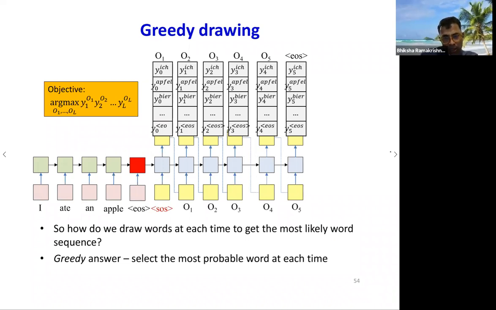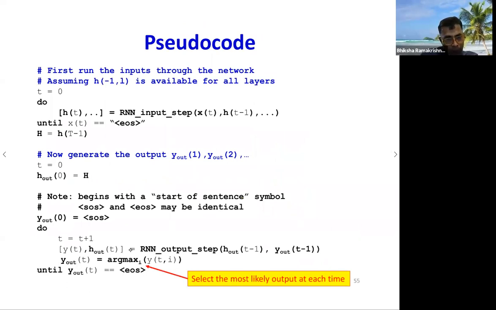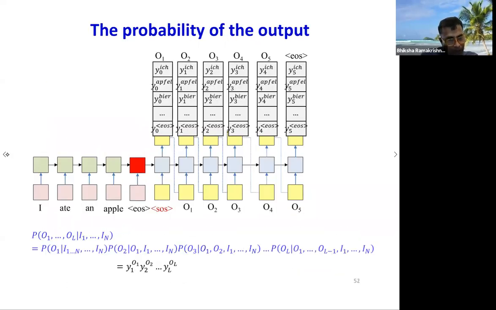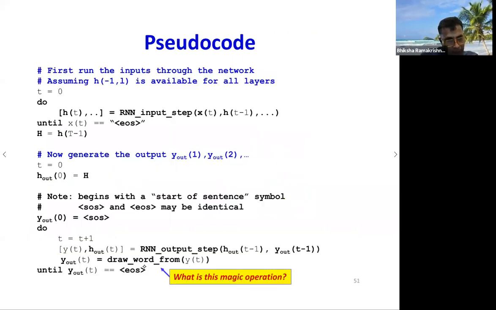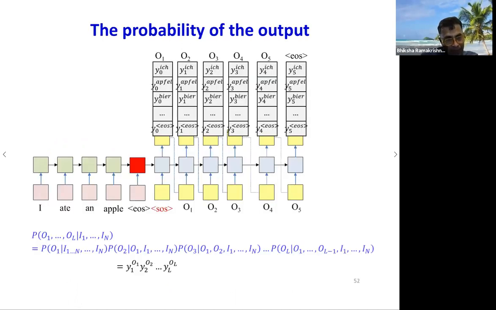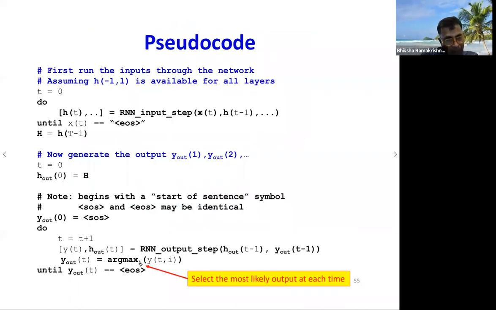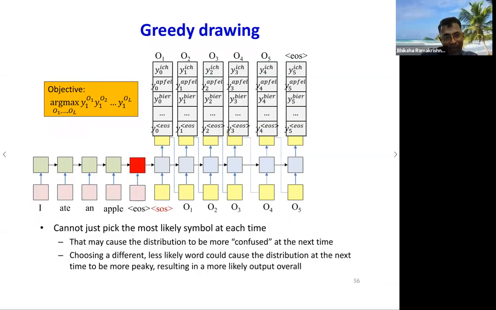So over here, this operation where we said draw word from YT, if I go back here, I can just replace that by argmax over YT, which is to say, pick the word which has the highest probability. Always select the most probable output. The problem is, because every output depends on all the previous outputs, simply drawing the most probable symbol at each time doesn't guarantee that the overall output is going to be the most probable output.